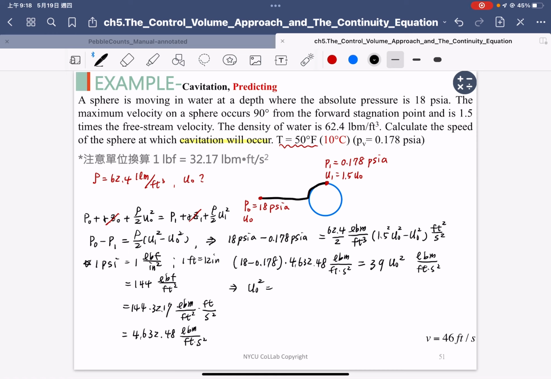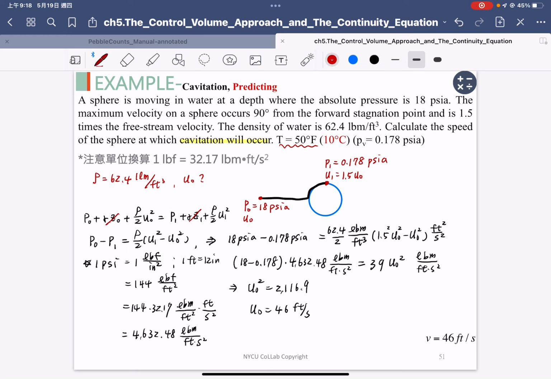divided by 39. Okay, so the u0 square will equal 2116.9. So you can calculate the root value of u0. So that will equal 46 ft per second.